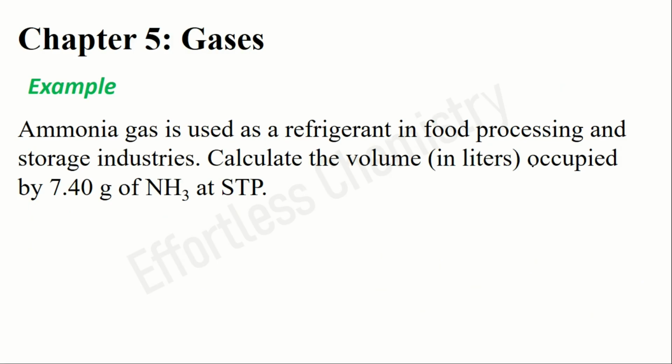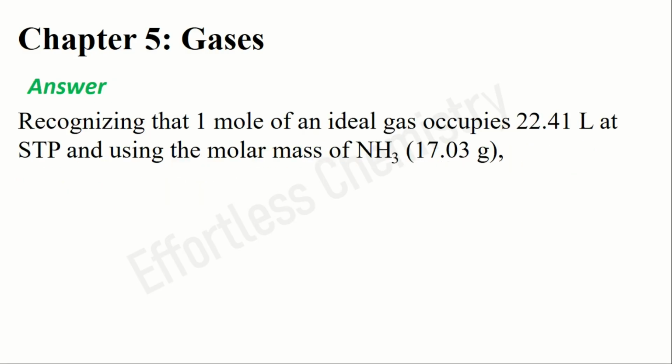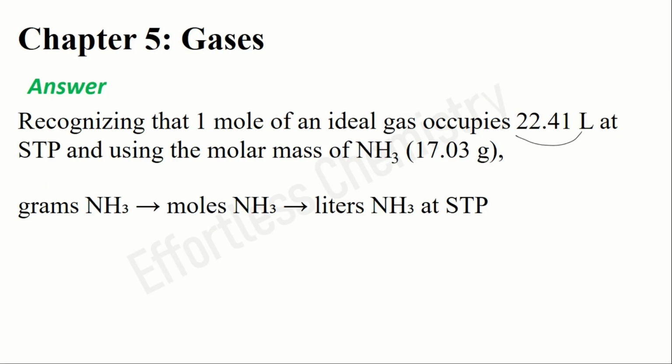And also, regarding another example, ammonia gas is used as a refrigerant in food processing and storage industries. Calculate the volume in liters occupied by 7.40 grams of ammonia at STP. So this example is a little bit different from the previous one, and we need to use a tip, recognizing that 1 mole of an ideal gas occupies this volume that I told you at the beginning of this video at STP, of course, and using the molar mass of ammonia. So first, we need to find the grams of ammonia and convert it to moles and liters at STP.